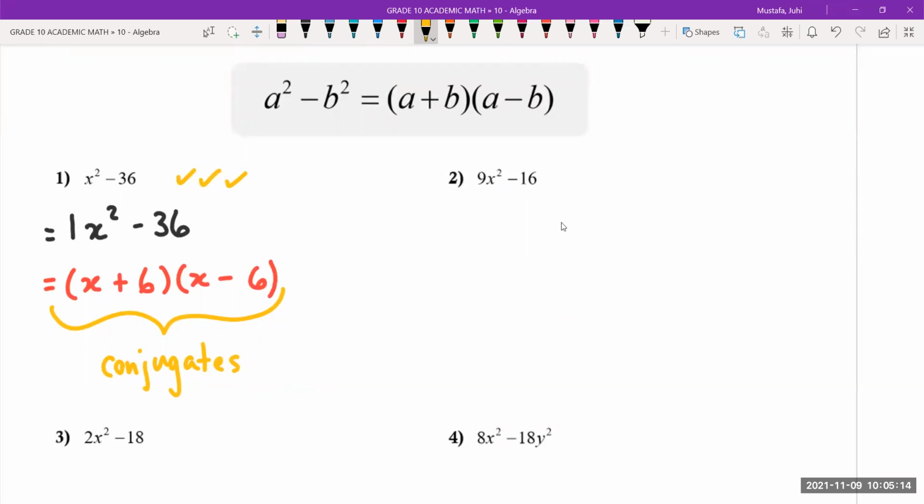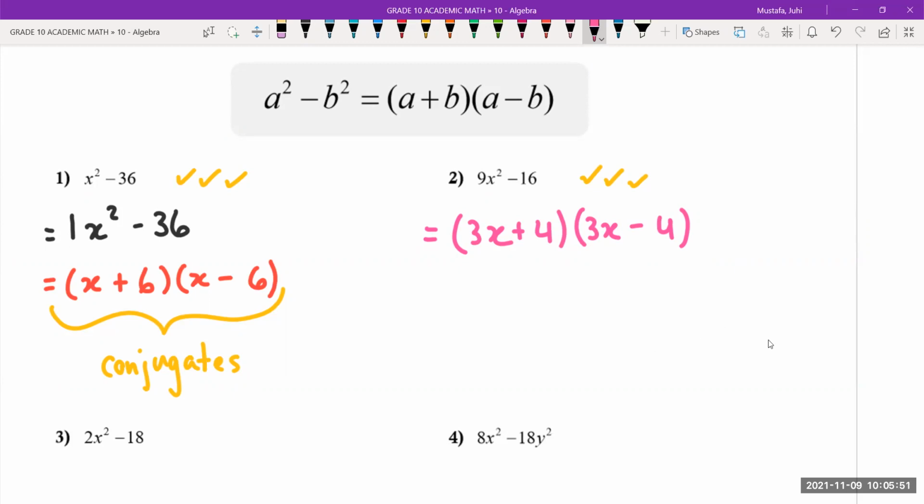All right, let's do question number 2. Let's see if the 3 conditions are met. Do we have 2 terms? Yeah. Is there a minus sign? Yep. And are both the numbers perfect squares? Yep. So we're going to factor this using our conjugate rule. We take the square root of the first number. What's the square root of the first number? 3x. Good. So it's going to be 3x and 3x. We take the square root of the last number, which is going to be 4 and 4. And then you can put a plus or a minus, or a minus or a plus. It doesn't matter. That is your final answer.